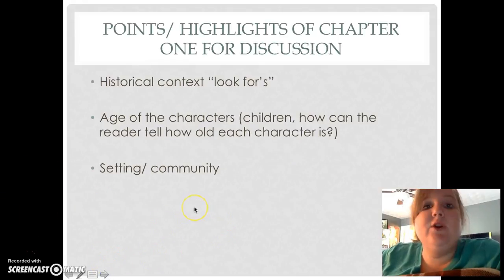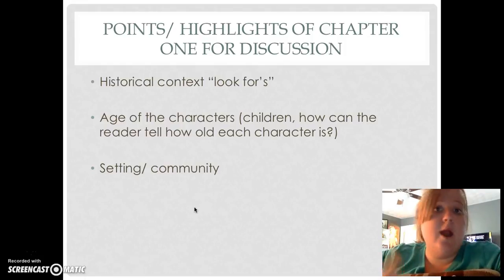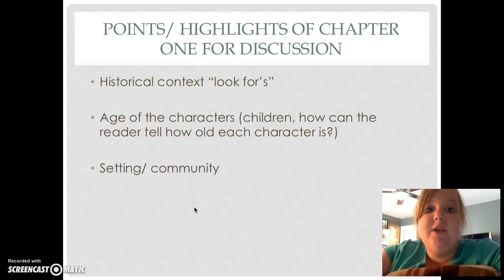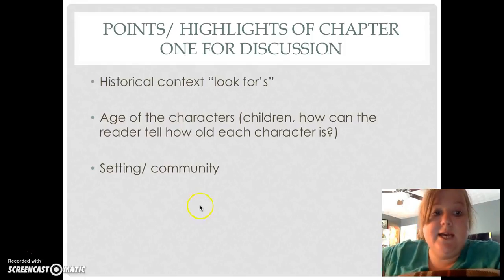This next thing we're going to be looking at are some discussion points in this chapter. The historical context look-fors, the age of the characters, which are basically children. We have Jem and Scout, and how you get those answers, and the setting in the community that's introduced to you right at the exposition of the story. All three of these things are imperative for the reading SOL. So today we're going to take a look at exact text examples of these things.